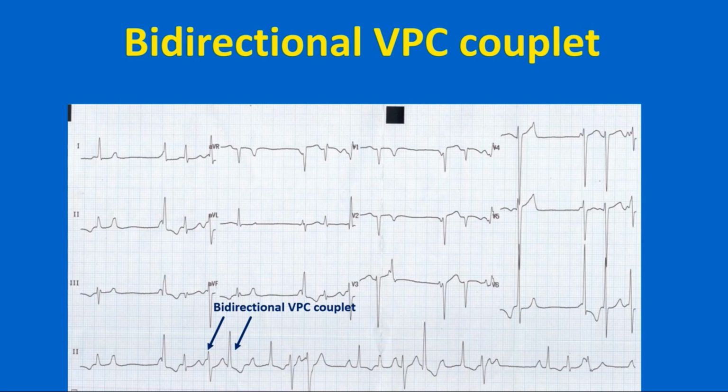Multiple wide bizarre QRS complexes without preceding P waves are ventricular ectopic beats in this ECG. Since they have different morphologies, they are called polymorphic VPC. Some of the couplets are seen to be bidirectional VPC, while others are unidirectional.